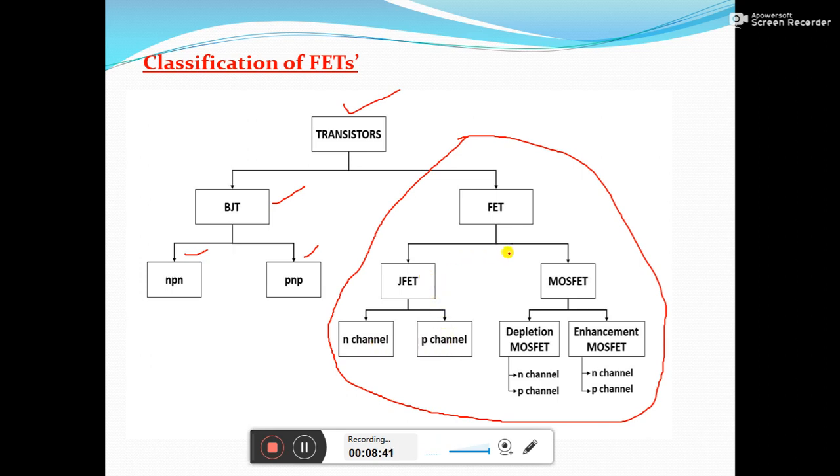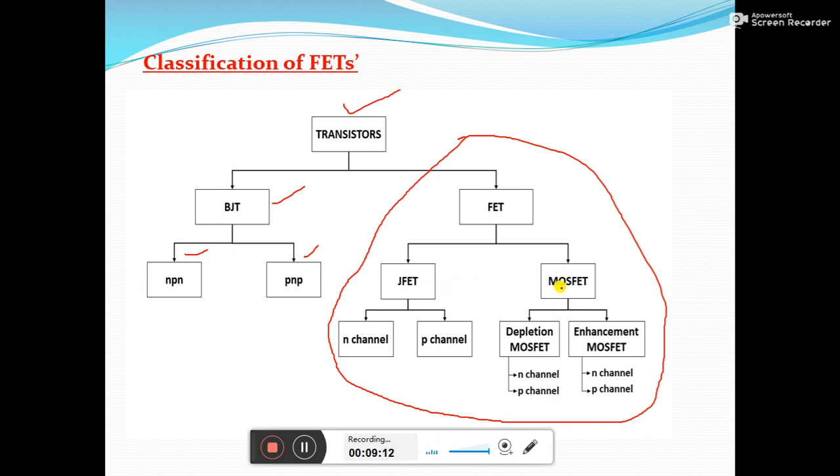Similarly, in FET, if the gate is not in direct contact with the channel, or if it is insulated from the channel, such kind of FETs are referred to as metal oxide semiconductor field effect transistors. Here the gate is insulated from the channel with an SiO2 layer, that is, silicon dioxide layer. That's why they are referred to as metal oxide semiconductor field effect transistors. The input resistance of these MOSFETs will be higher than that of JFET.